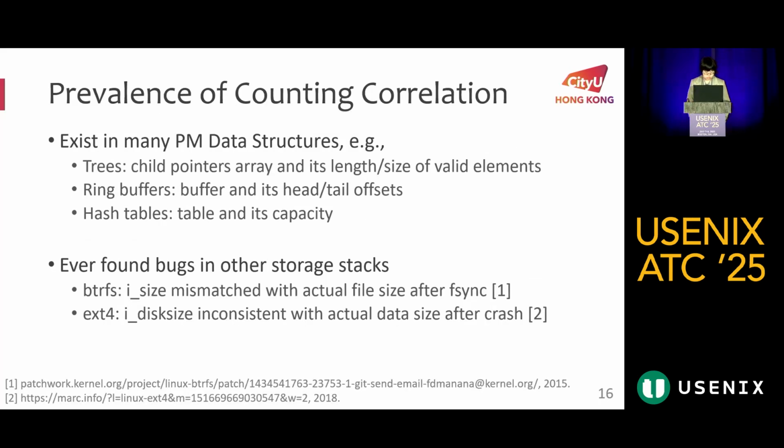So this counting correlation exists in many PM data structures. Aside from the trees I just mentioned, they exist in data structures such as ring buffers, between the continuously allocated buffer and its head or tail sizes. Or it exists in the relationship between the hash table and its capacity variable used for future resizing operations. And this correlation also exists in other traditional storage stacks, and some violations have been found in real systems. For example, in Btrfs, the metadata inode size was found to be mismatched with the actual file size after fsync of the appended data to the file when some important flags are not set properly.